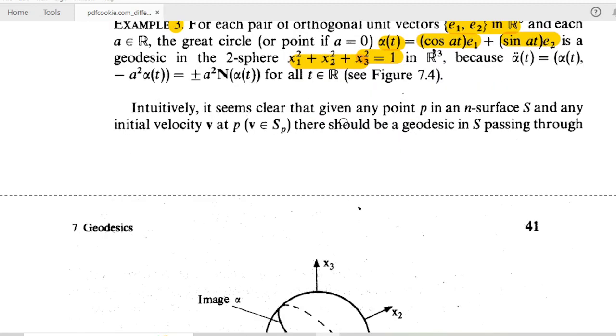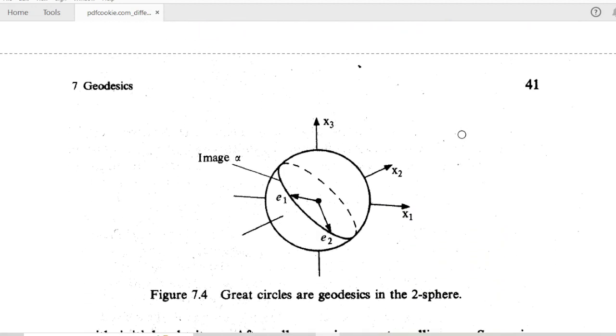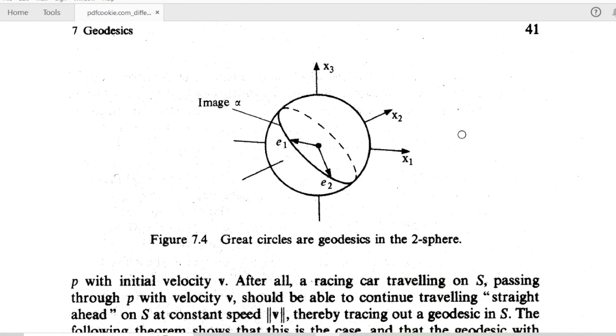Intuitively, it seems clear that given any point P in an n-surface S and any initial velocity vector v at P, there should be a geodesic in S passing through P with initial velocity vector v. So great circles are geodesics in the two-sphere. Great circles are geodesics in the two-sphere.